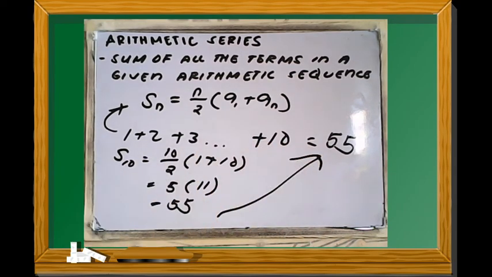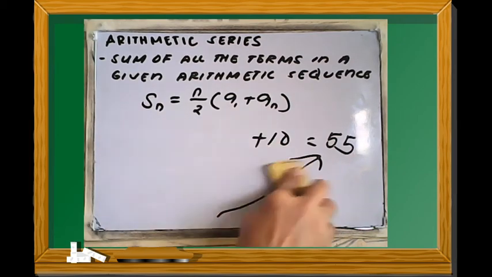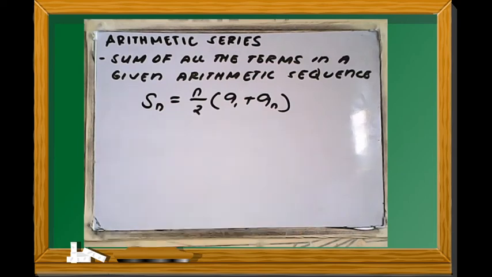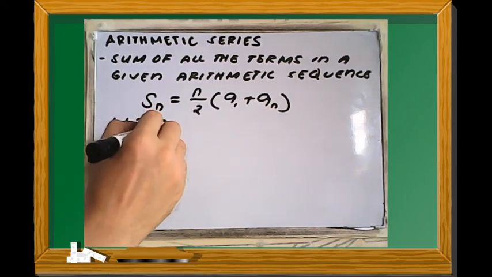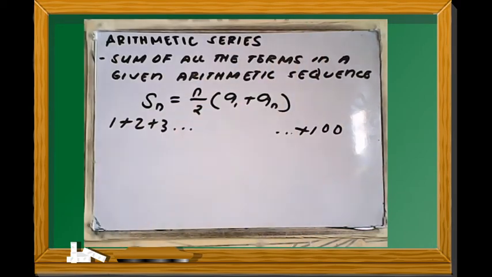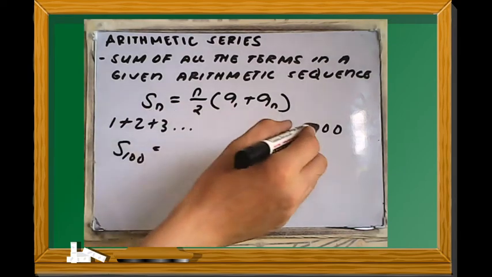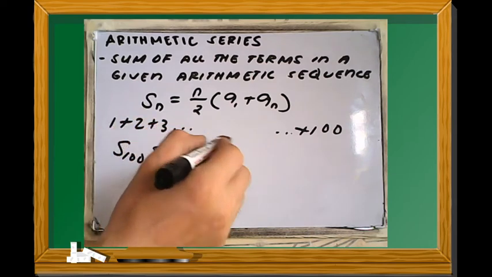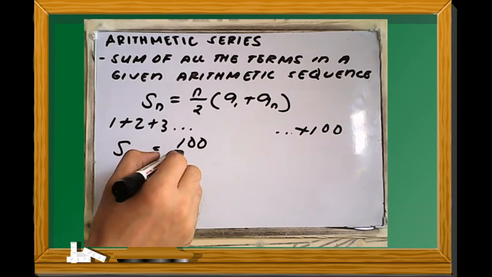But you cannot do manual computation if the given is up to 100. So let's try 1 to 100: 1 plus 2 plus 3 up to plus 100. So S sub n, so that is 100. So we have 100 terms, that is 1, 2, 3 up to 100. And then the number of terms is 100 also.